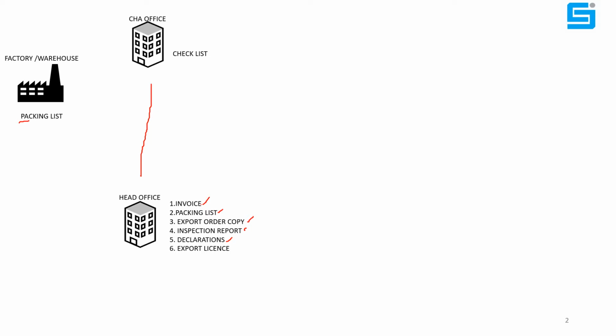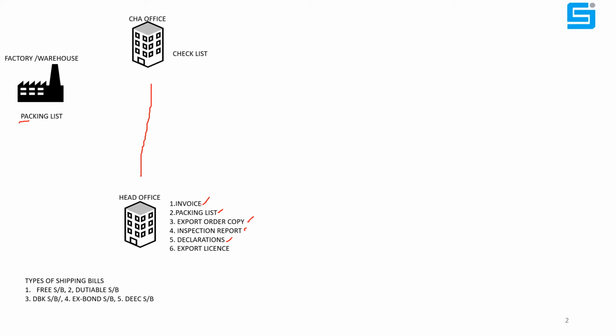Then the checklist is prepared by the CHA and sent to the export executive, the export officer, to the exporter. The exporter will check that everything is okay. He will come and say the checklist is okay. The checklist is a form of the shipping bill at the first stage.